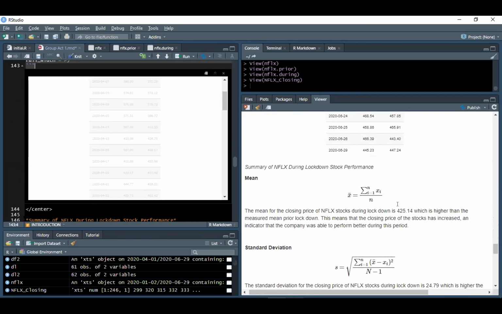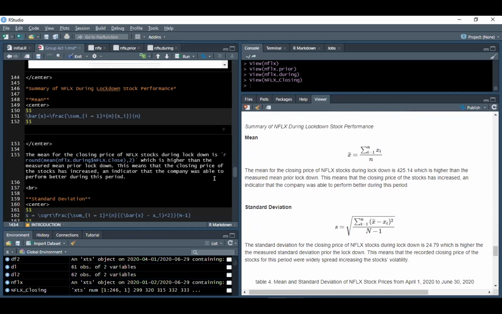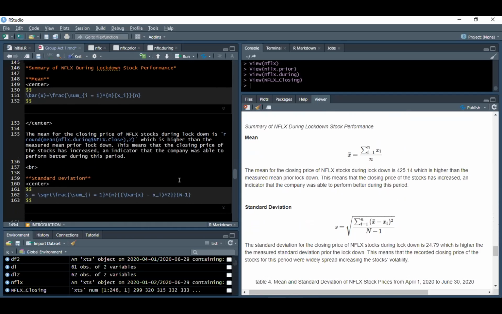So in order to evaluate the performance of the Netflix price during the lockdown, we use the statistical measures of mean and standard deviation, and similar to what we computed in the prior lockdown, we also presented the equation. The mean that was computed during the lockdown was 425.14, and this is higher than the mean that was computed prior lockdown. And this meant that the closing prices of the stocks basically performed better during the lockdown.